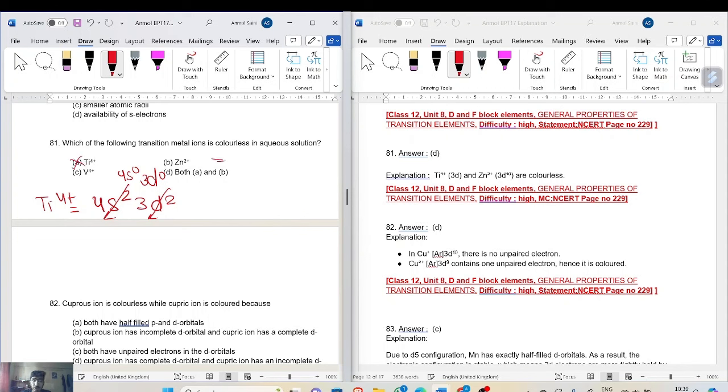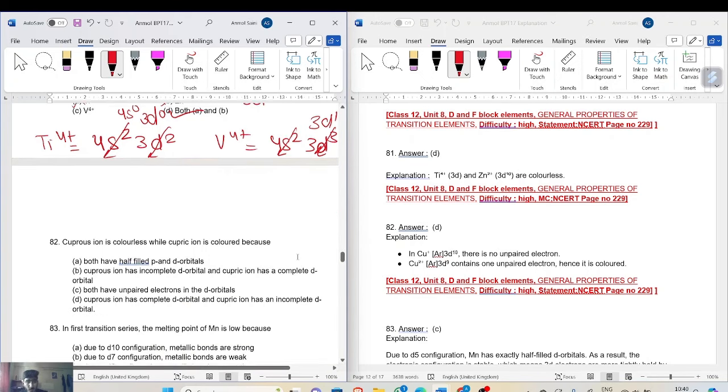Now zinc 2 plus. Zinc 2 plus will have 3d10 in its outermost shell. So in 3d10 configuration, this will also not show color because there will be no unpaired electron. Now V4 plus, that is, vanadium 4 plus, 4s2, 3d3. When we remove 4 electrons, these 2 electrons will be removed, then these 2 electrons will be removed. So it will become 3d1. So there will be one unpaired electron, so it will show color. And it is asking for colorless. So colorless will be A and B. So D is the correct answer because both A and B will not show color.